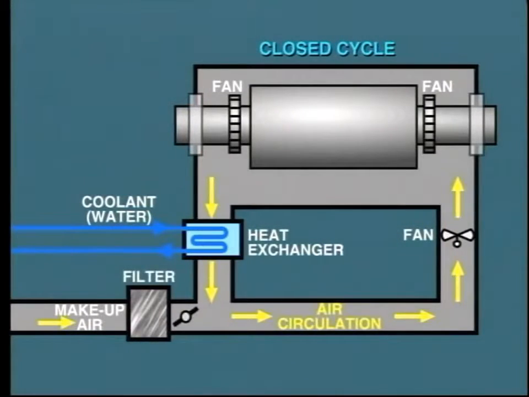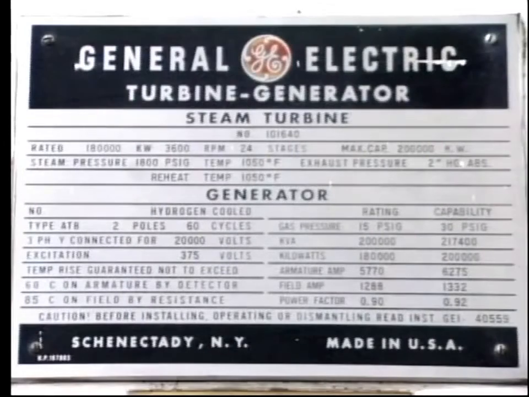Filters are provided on the makeup air inlet from atmosphere. In other designs, the shaft-driven fans are made larger to avoid the need for a separate air circulation fan. With this arrangement, makeup air is drawn in through the generator housing by these fans. Well, so much for air cooling.